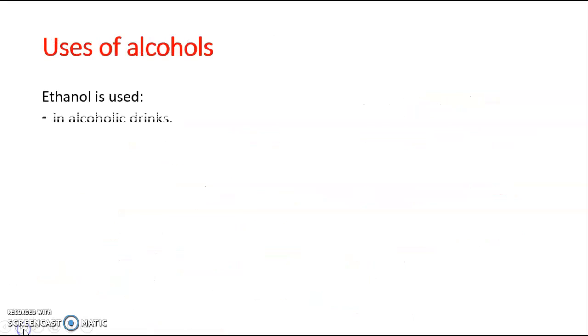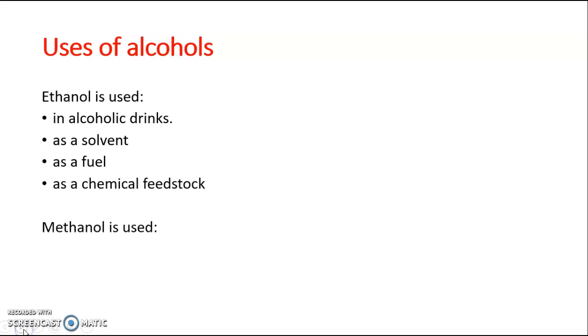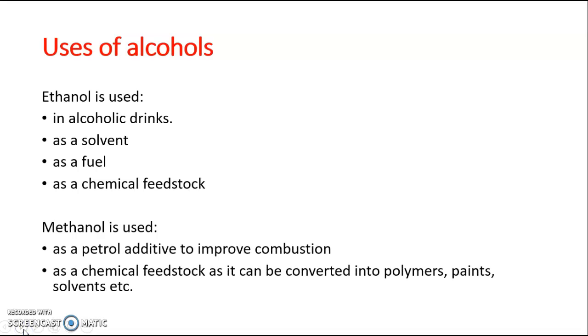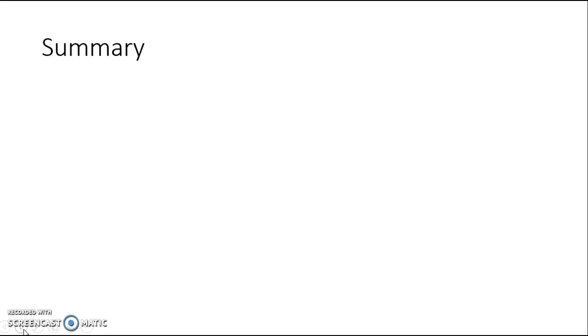We have to look into the uses of alcohol. Ethanol is the ingredient in alcoholic drinks. It's used as a solvent, fuel, and chemical feedstock. Feedstock means that it's the starting material to form many other useful compounds or products. Methanol is similar. It's used in petrol because it burns very well, and it's also used as a feedstock. So you would have to learn these uses of alcohol. These are common 1 or 2 mark questions. So overall, we've looked into the summary. To summarize, we've looked into alcohols.